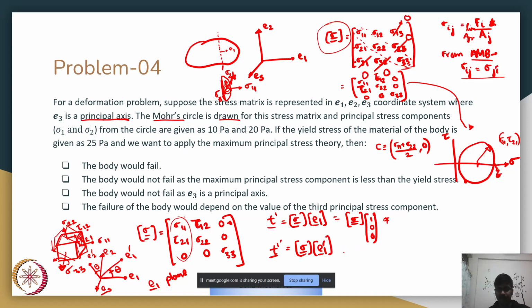This would essentially be, so you would have cos theta, sin theta, 0. If I write it this way, you would end up with something like sigma 1 1 cos theta plus tau 1 2 sin theta, then tau 2 1 cos theta plus sigma 2 2 sin theta, and the third term is again 0.